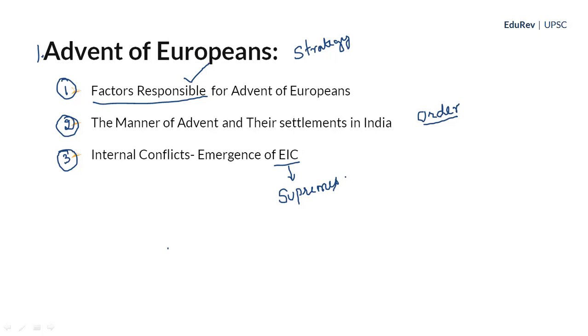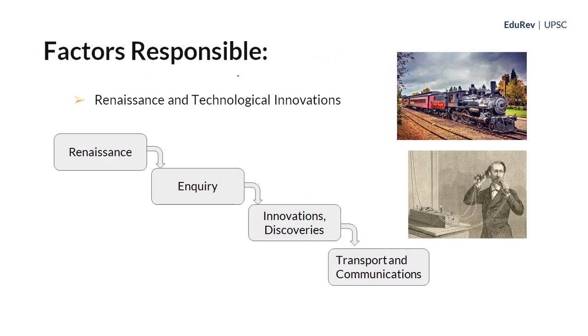Alright, so in this video, let us focus on this first section, which is factors responsible for the advent of Europeans. See, here also I am going to divide them into 2 sections, one as pull factors and another one as push factors. Push factors means, from the source to the destination. Here source is European countries, destination is Indian subcontinent.